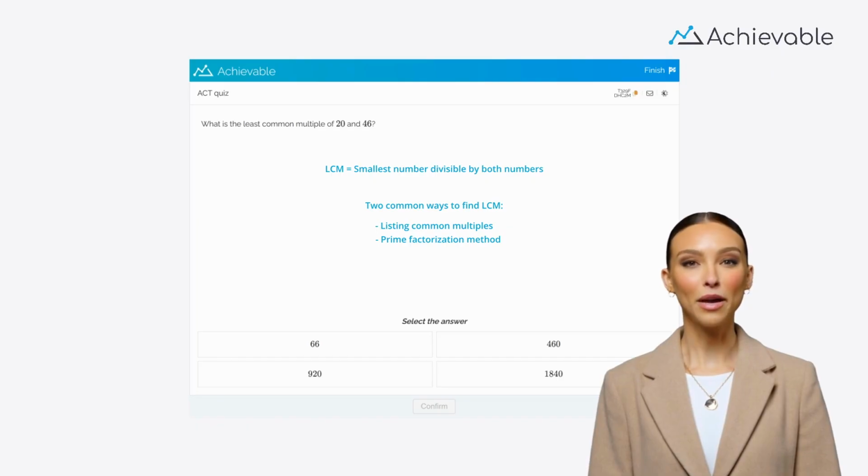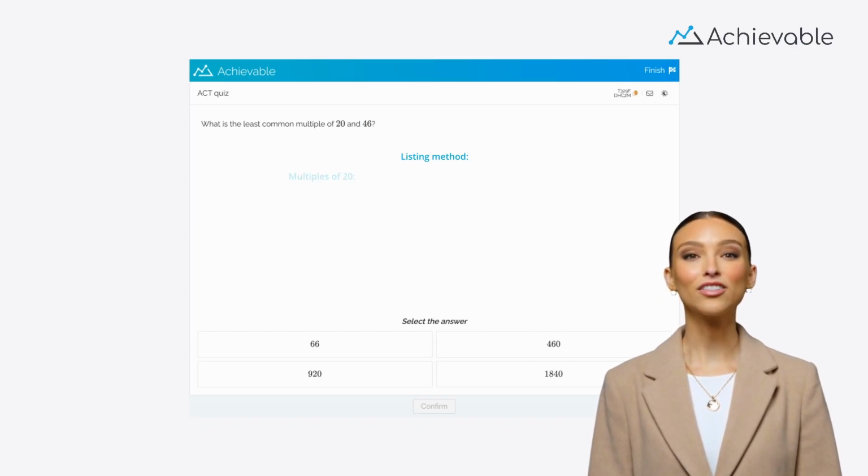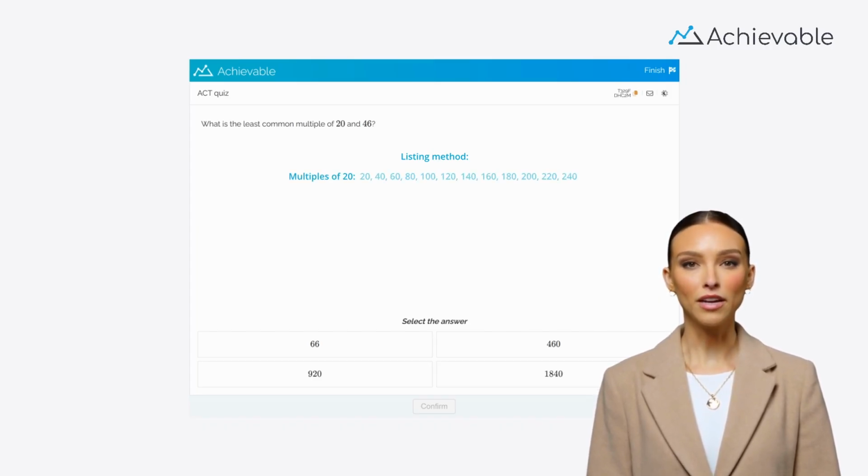Let's go with the listing method first, since it's faster with smaller numbers. We'll list a few multiples of 20 and 46 and look for the smallest number they have in common. Let's start with multiples of 20. 20, 40, 60, 80, 100, 120, 140, 160, 180, 200, 220, 240.